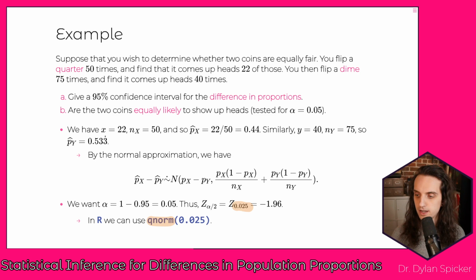We can get our critical values using the qnorm function in R. So we want the 0.025 critical value. You take qnorm of 0.025, and that spits out negative 1.96.